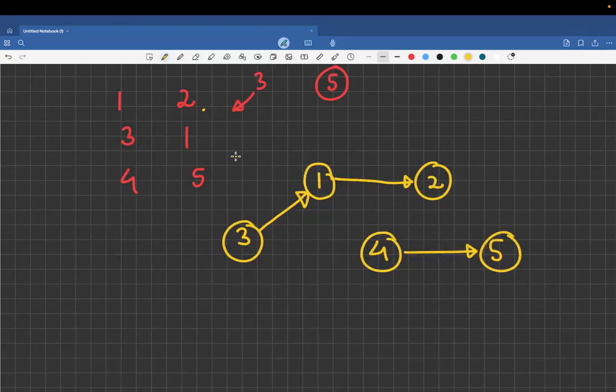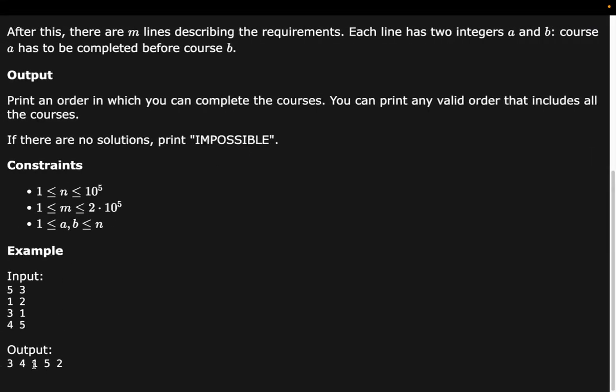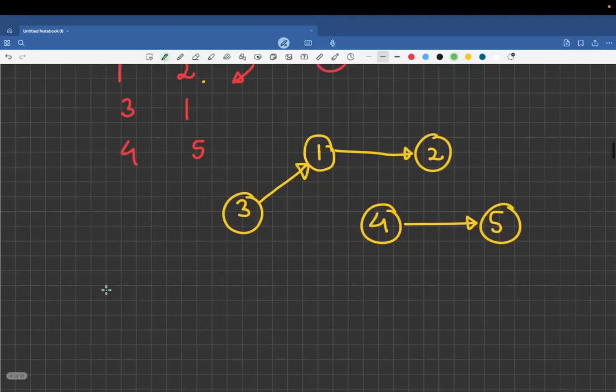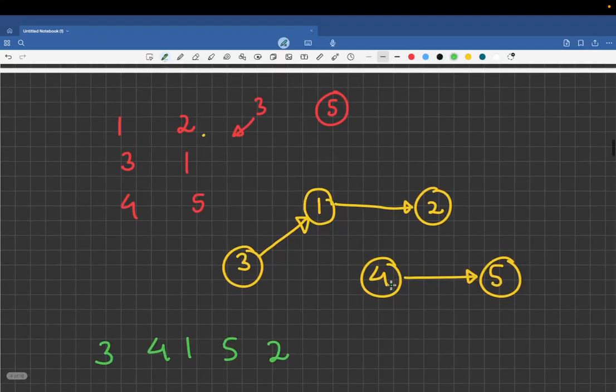You need to print any valid solution. Let me just take the output given. The output given is 3 4 1 5 2. Let's see whether this output satisfies all the requirements or not. The requirement was that 4 has to be completed before 5. Yeah, this is getting validated. Another was that 3 has to be completed before 1. Yes, this is also getting validated. Another requirement was 1 has to be completed before 2, and yes, this is also getting validated. So yeah, this is the correct ordering, isn't it?